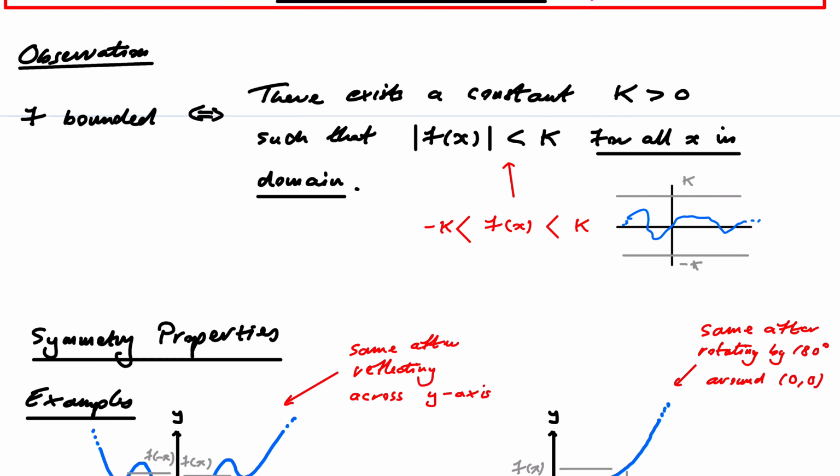Bounded full stop can be reinterpreted in terms of absolute values, which is very important. Being bounded is the statement there is some k such that the absolute value of f of x is strictly less than k. So that's the same thing as saying f of x is strictly between k and minus k, so it's bounded above by k and bounded below by minus k.